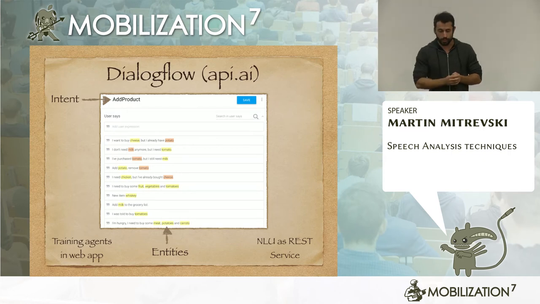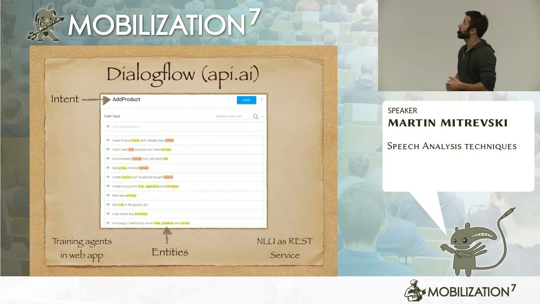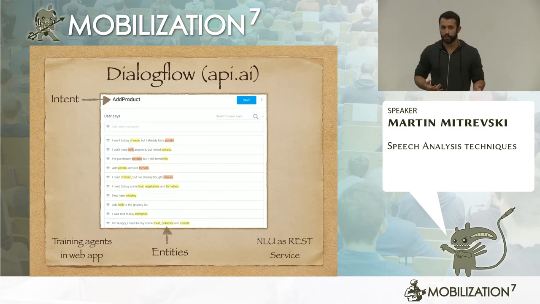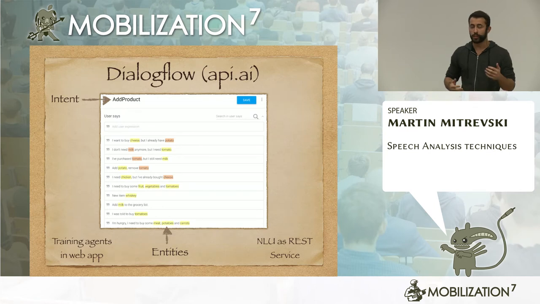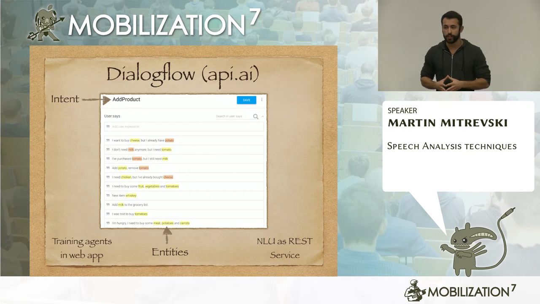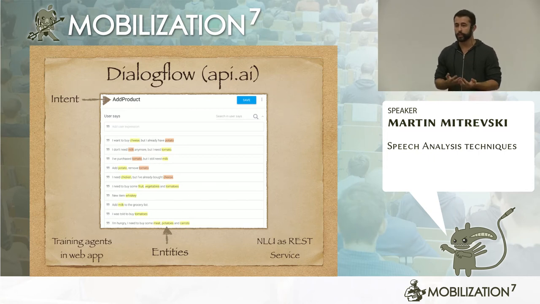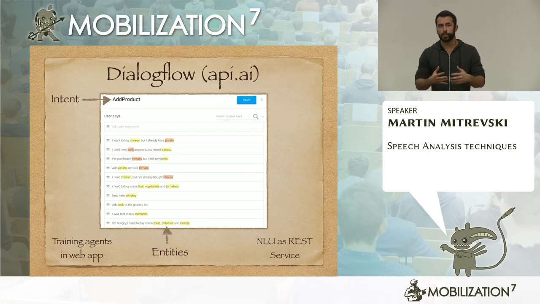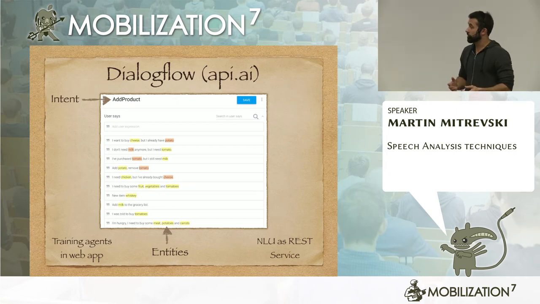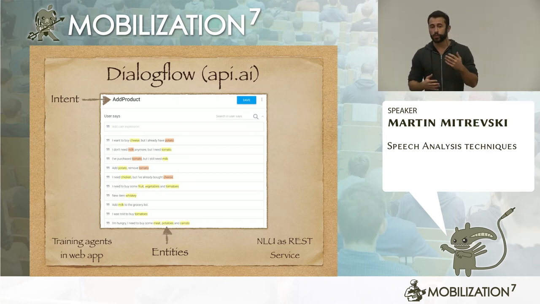So next we have Google's Dialogflow. It changed its name a week ago. Previously, it was called API.ai. And this is a natural language understanding platform which has a website, a web application, where you create an account. You create agents. So an agent represents your app in this case.